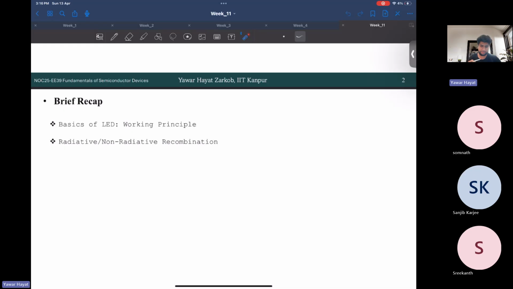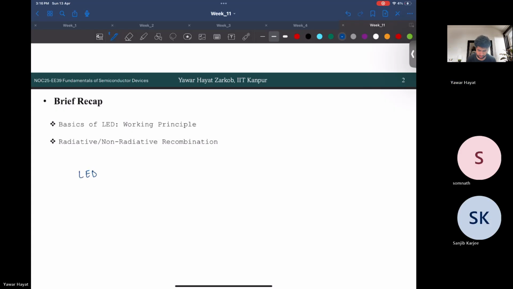So a brief recap. What is the main idea, or I should say, the working principle of LED? Let me put it this way. LED, working principle. Would you like to add on this? What is the working principle of LED? I just need one line.